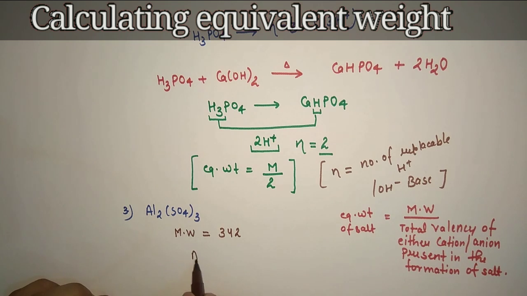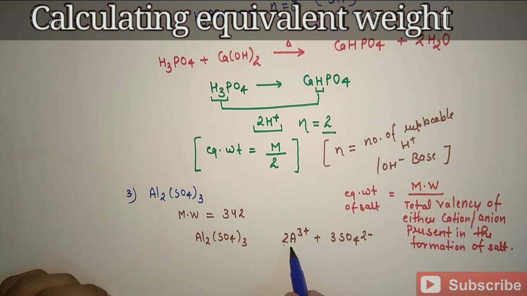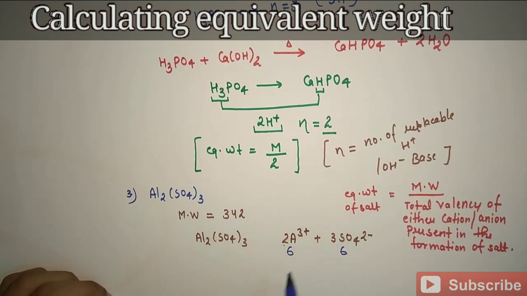So Al2(SO4)3 will contain 2Al3+ and 3SO4 2-. The total valency on each cation or anion will be 2 into 3, that is 6, or 3 into 2, that is 6. We have to take only one, either cation or anion. So the total valency will be 6.